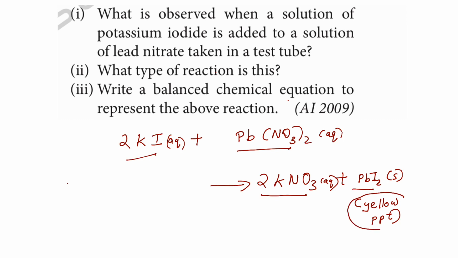Lead iodide is a precipitate. Remember, lead iodide color is yellow. It is a precipitation reaction because a precipitate is formed. And generally we can say precipitation reactions are also double displacement reactions. So this is a double displacement reaction and also a precipitation reaction. PbI2 is yellow in color. This is the balanced equation. And remember, you are supposed to learn all the equations from the textbook. That is compulsory. All the activities you have to go through.